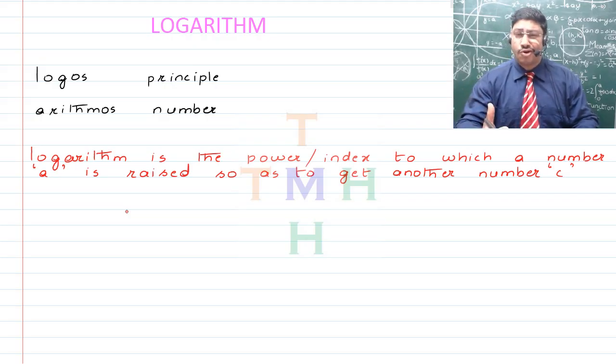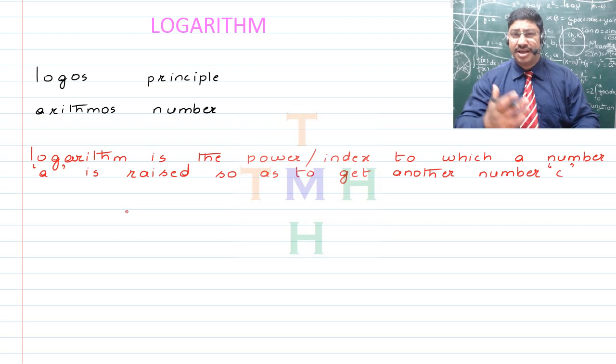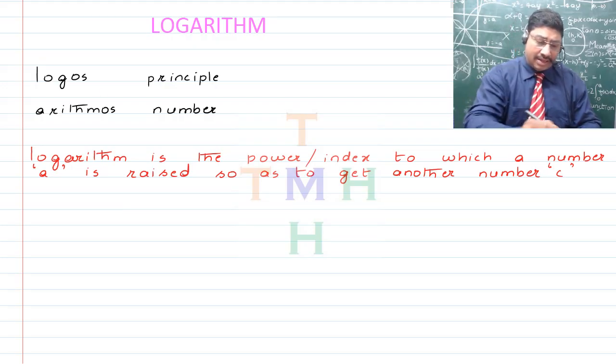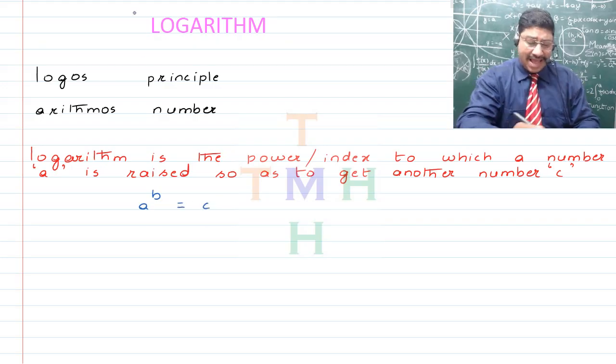For that matter, if you talk about the logarithmic representation of a number, or if you talk about the exponential representation of a number, they are inverse of each other. That means they are antagonistic. And how they are is what I will now represent. So if, say, you have some a which is raised to the power b, and that is equal to c, this is the exponential form.